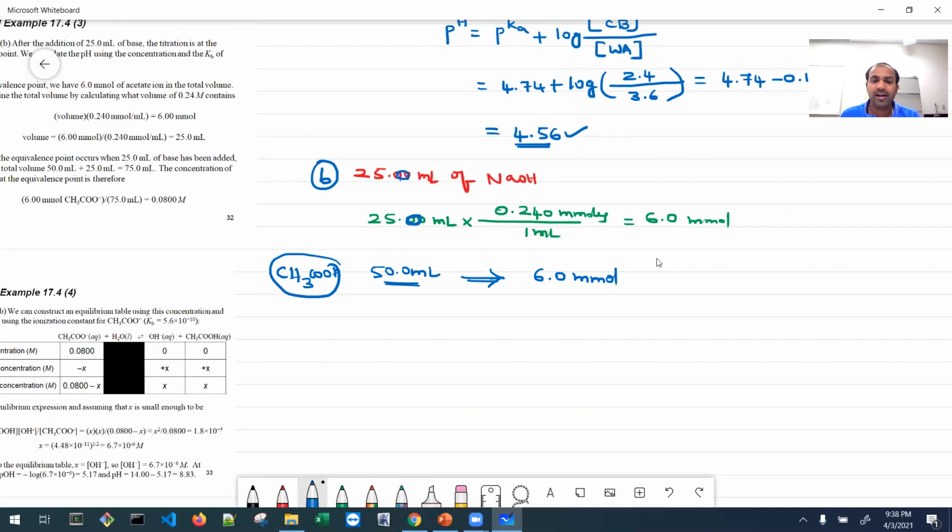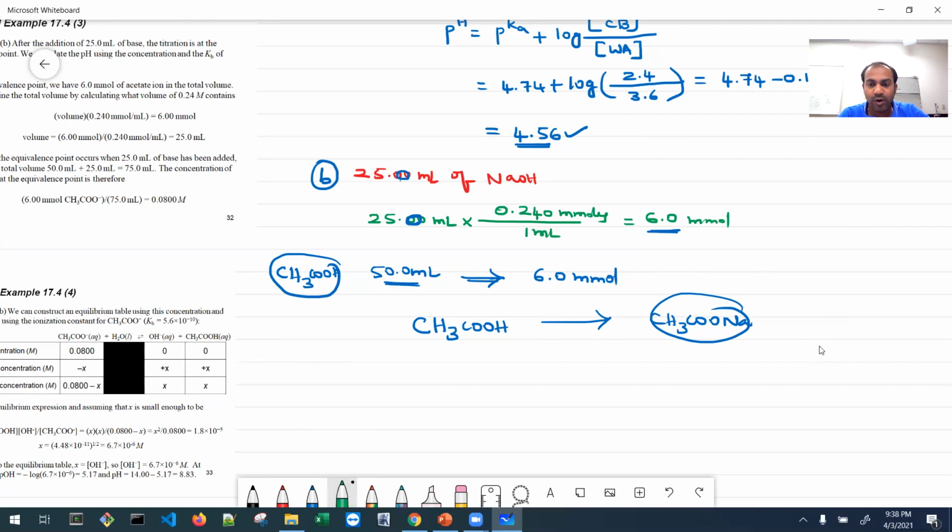So when you add 25 milliliters, that is equal to 6 millimoles. Those are equal in number of moles, so a 1-to-1 ratio. That means this is the equivalence point, where the number of moles of acid equals the number of moles of base. At the equivalence point, all the acid, CH3COOH, after adding the base, will be completely converted into CH3COONa, sodium acetate. I'm not giving you too much information here, or you'll be confused.